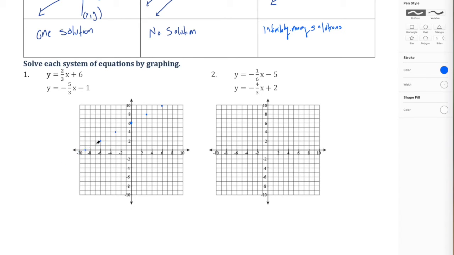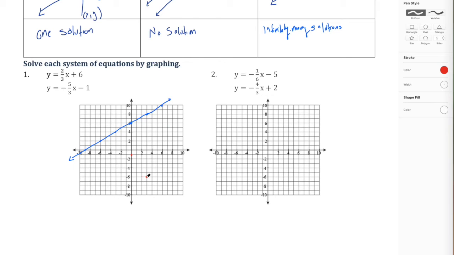Ugh, let me try that again. Not the worst, but not the best. Okay, so there's our first line, and let me change colors here. Let me graph our second line. So this one starts at down 1. So here, you, by the way, should be using a ruler if you are not doing this digitally. And it has a slope of -5/3. So that's going to go down 5 over 3.